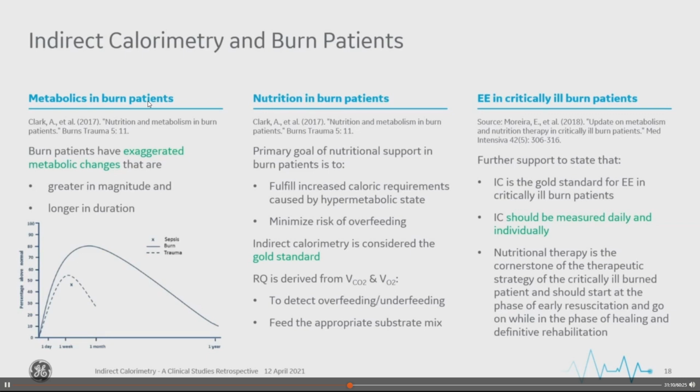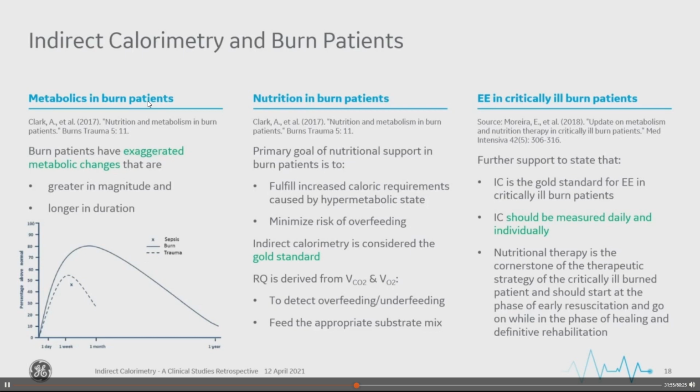And the primary goal of nutritional support, as Clark touts, is basically to fulfill the caloric requirements caused by this hypermetabolic state, and more importantly, to avoid the risk of overfeeding the patients. And that is where indirect calorimetry is considered the gold standard, because the predictive equations in general have been suboptimal in being able to identify what the actual or the true energy requirements are, and based upon that, even if you apply 70% of goal, you are going to be underfeeding these patients if you're leveraging predictive equations.